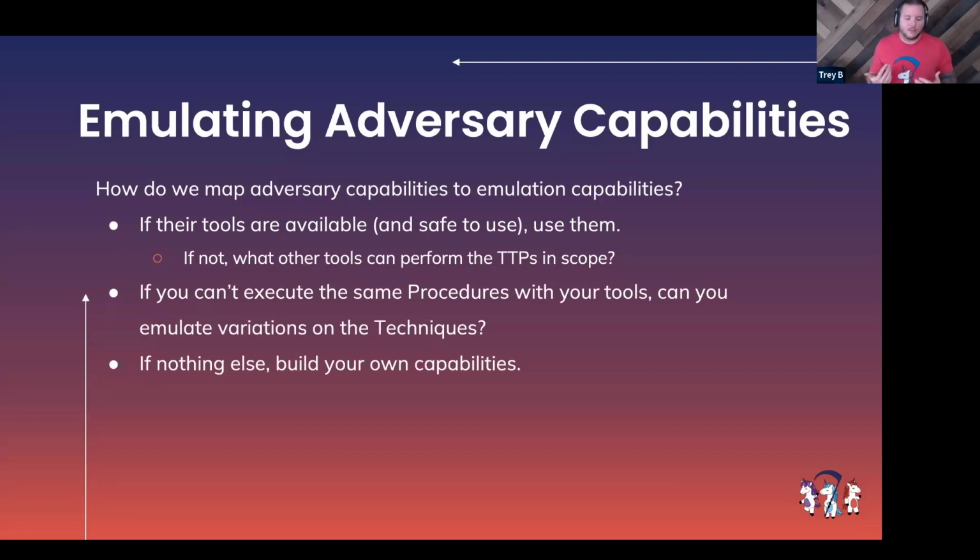If we can't mimic those procedures, if we can't take that capability and turn it into an emulation of our own, what variations can we do? How can we go about doing this? And if nothing else, you can turn around and build your own capability.